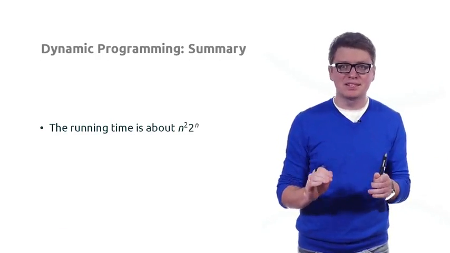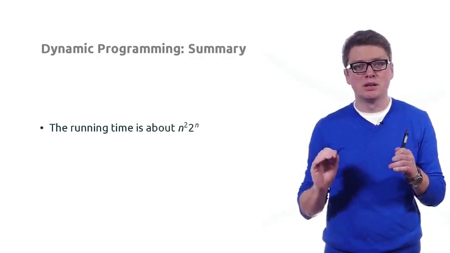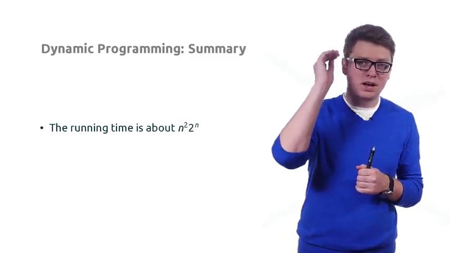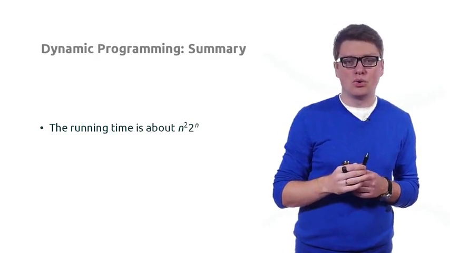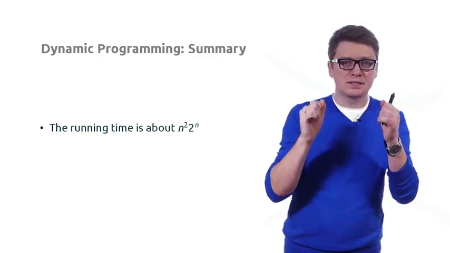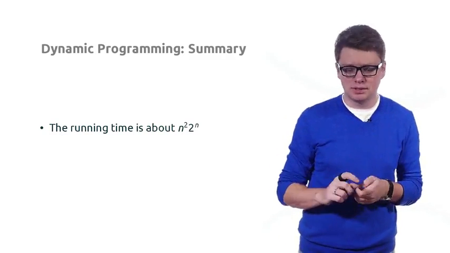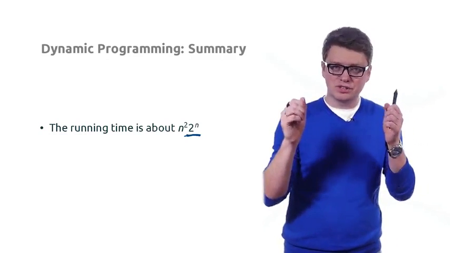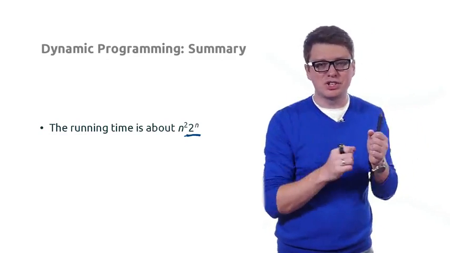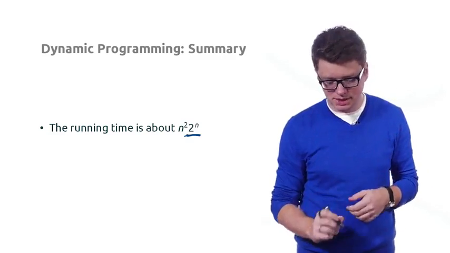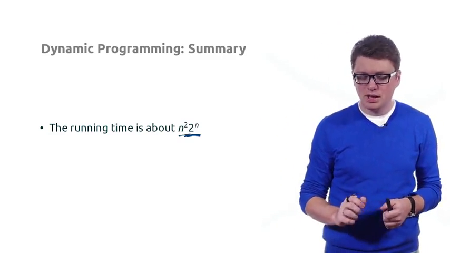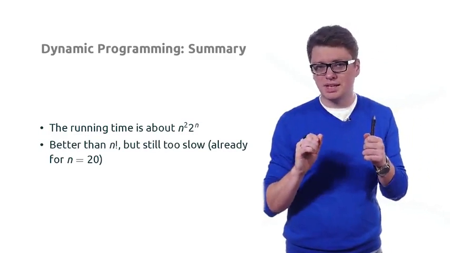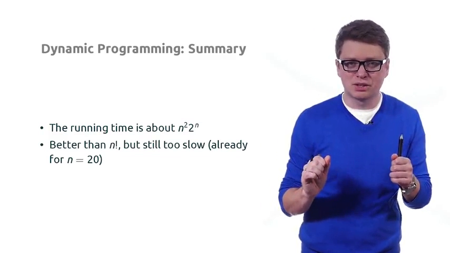So the running time of this algorithm is n squared times 2 to the n, because we actually have 3 nested loops. The outer loop ranges through all small s going from 0 to 2 to the n minus 1. So for this reason we have 2 to the n term. Then i ranges from 1 to n, and j ranges also from 0 to n, and that's why we have n squared term. So it is much better than n factorial. So n squared 2 to the n grows slower than n factorial.